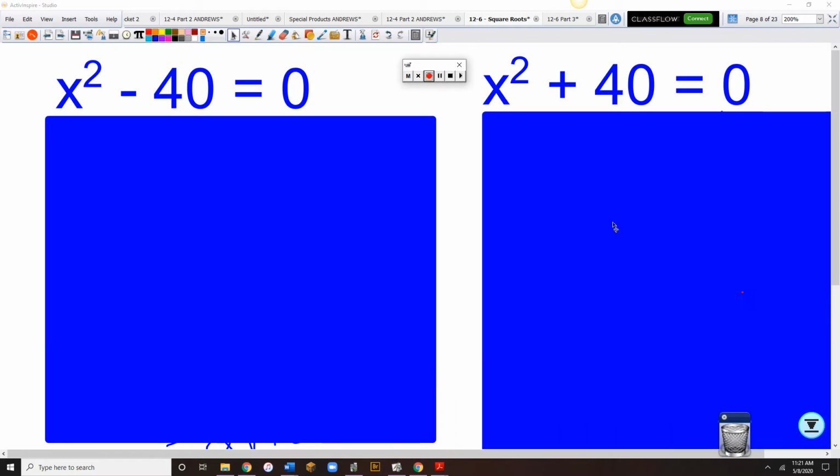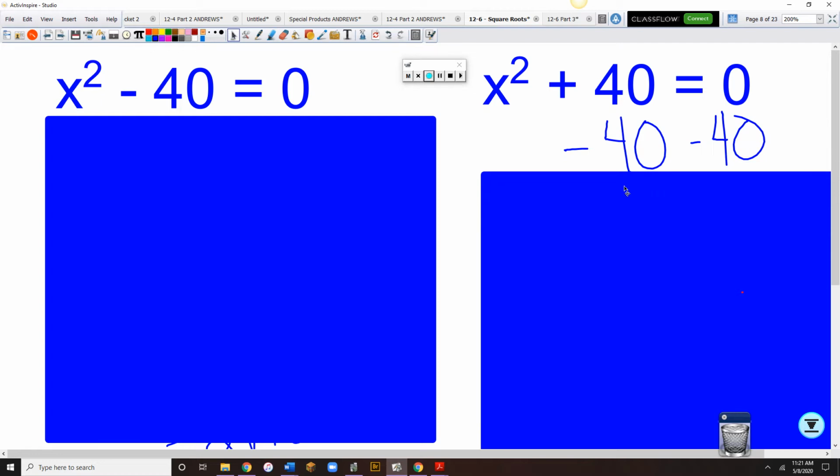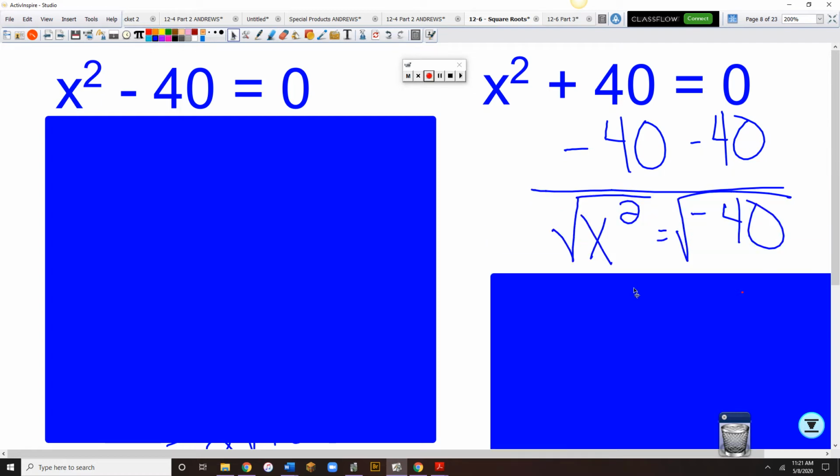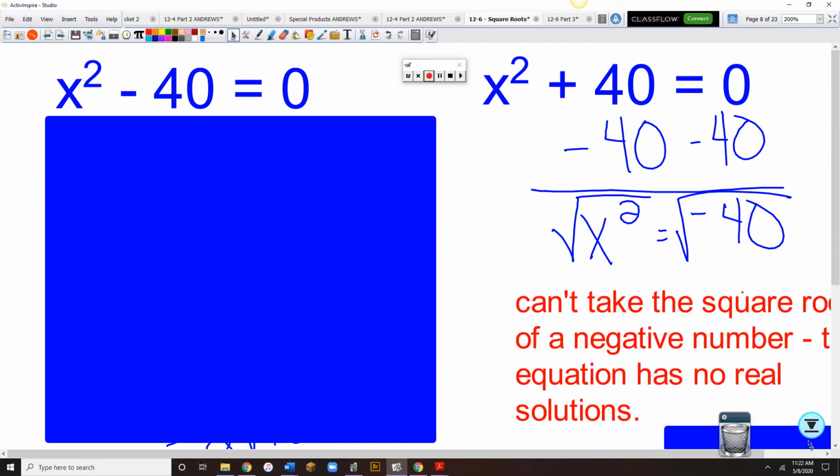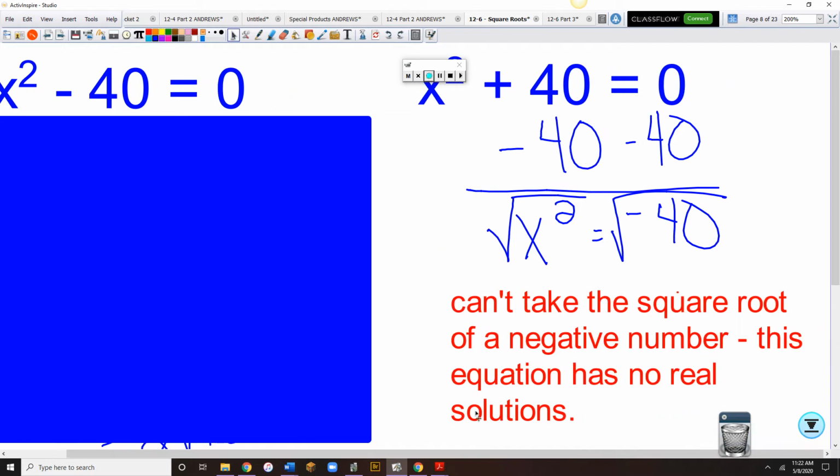Now watch out for this scenario, because this looks like almost the exact same problem as the one that we just did, except it's a plus 40 instead of a minus 40. So let's pretend that we were going to solve this in the same way. We would subtract 40 on each side. We would get x squared equaling a negative 40, but uh-oh, you can't take the square root of a negative number. So this equation has no real solutions.